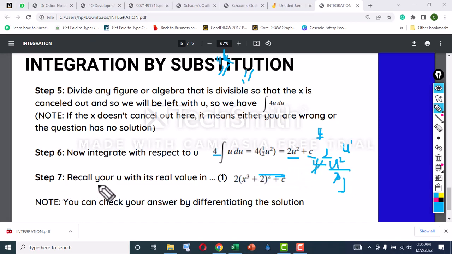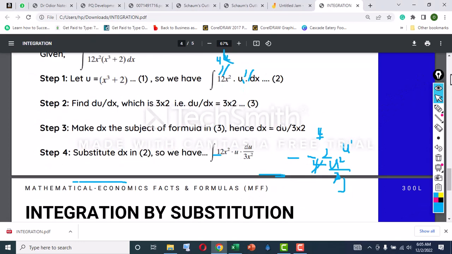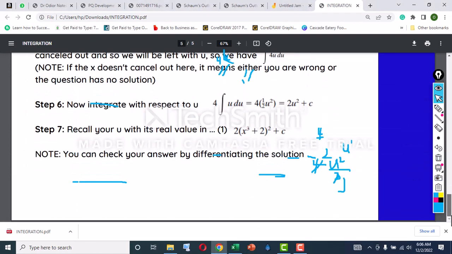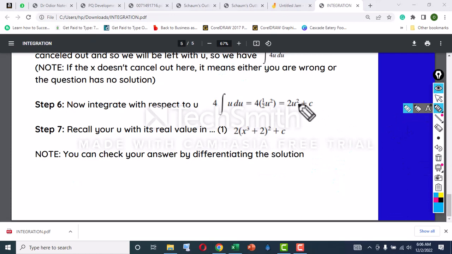So step 7, recall your u with the real value. Now that your u is this step 1 or this step 2 that you said let u be equals to this. So go and bring back this figure. Bring it back, recall it, and replace it in your u here. So that's how we have it here. So instead of 2u squared, we have 2 times the value of u, then squared, plus c.